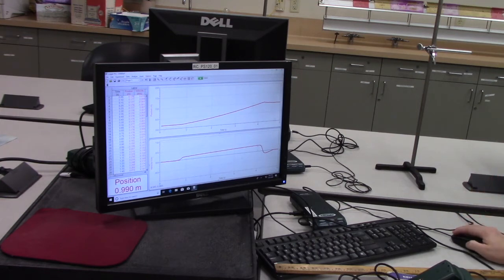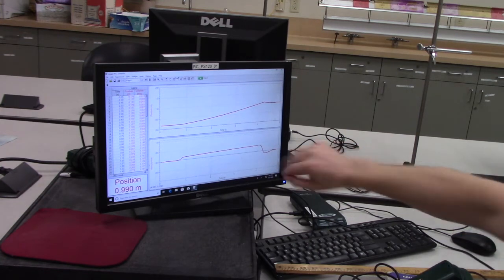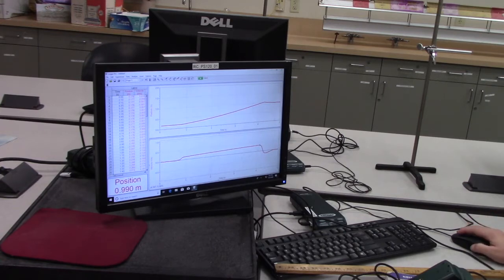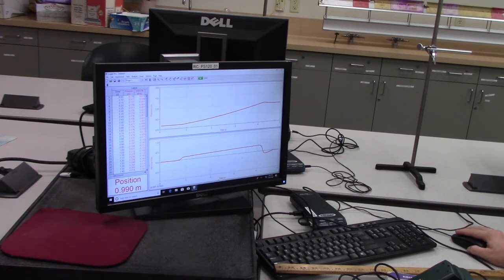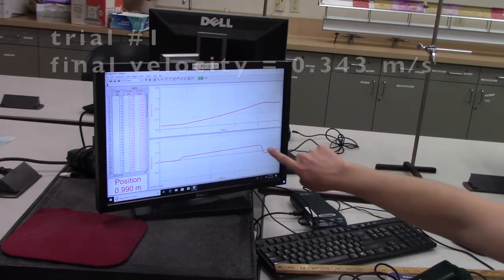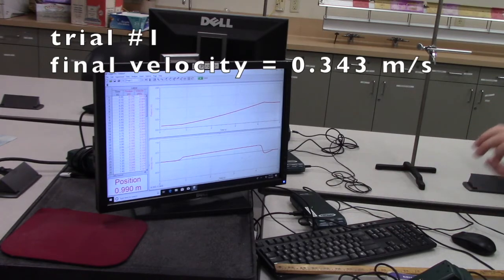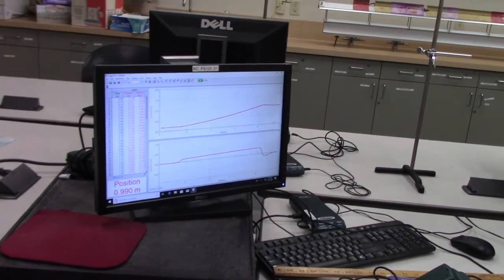is look at the highest point on the velocity versus time graph, or the maximum velocity that we see on this graph. And just by hovering the cursor over that point on the graph, we can see that the final velocity is 0.343 meters per second. So 0.343 meters per second is the final velocity for the first trial.